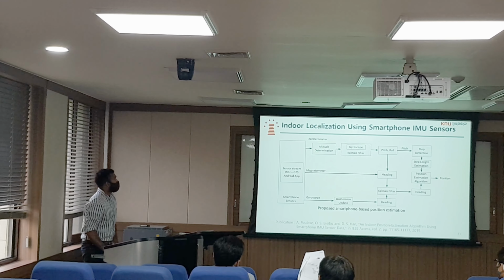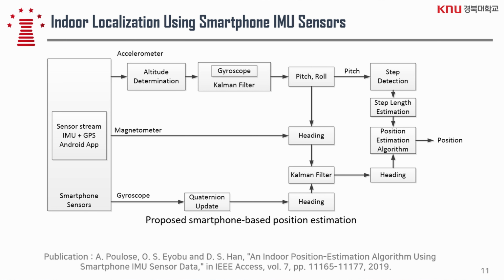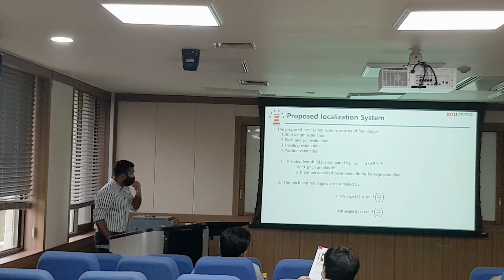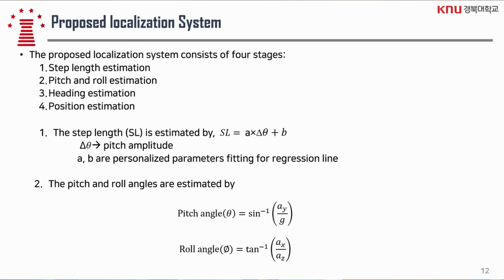So we start with our indoor localization using smartphone IMU sensor. Here in the proposed system, we use the accelerometer, magnetometer, and gyroscope sensors. From the accelerometer, first we identify the pitch and roll. And from pitch we estimate the step detection, step length estimation, and position estimation. For the position estimation, we use the heading from magnetometer and gyroscope sensors together, combined using a Kalman filter, and we estimate the heading. Finally, we estimate the user position. So the proposed system consists of step length estimation, pitch and roll estimation, heading estimation, and position estimation.